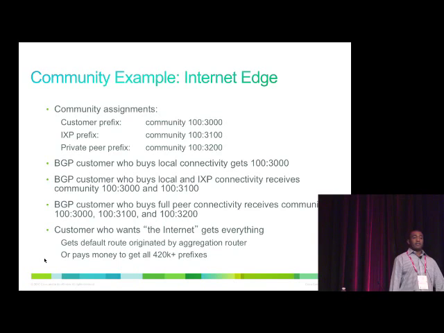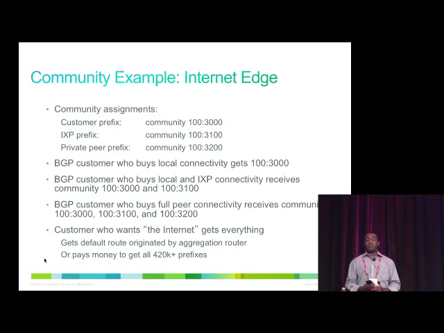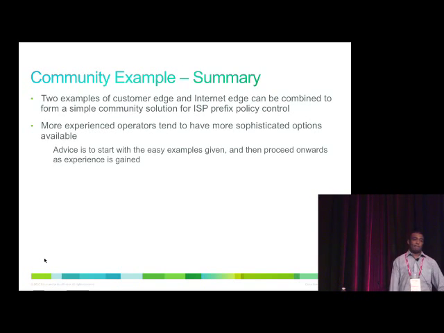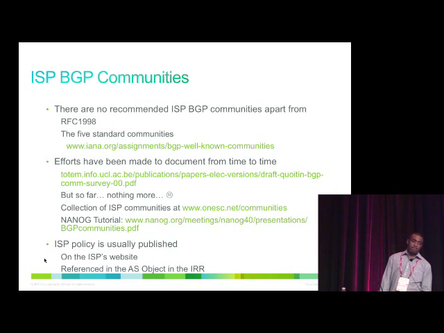So community assignments. In this particular case, customer prefixes are assigned a specific community, inter-exchange prefixes are assigned another community, and private peer prefixes are assigned a different community, and based on that, you can assign different policies. So again, no need to change a customized filter for each customer or for each peer. You just classify them into classes. Okay.